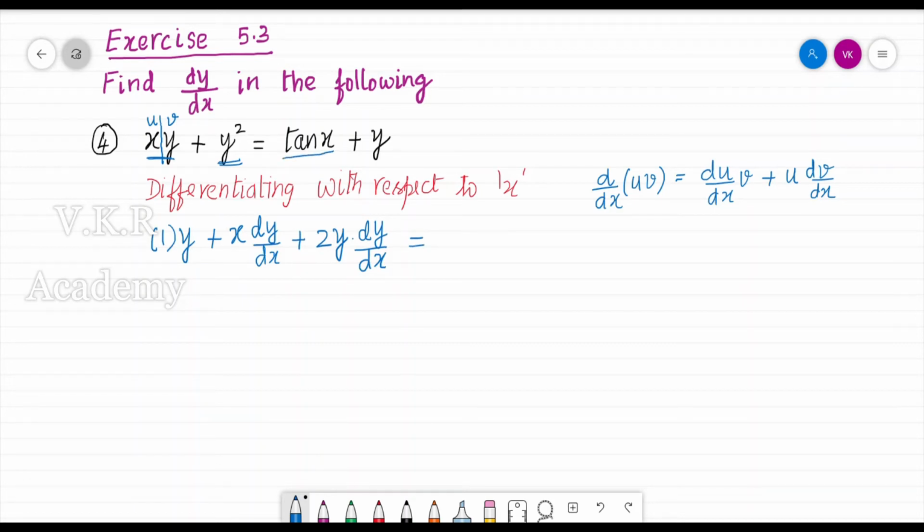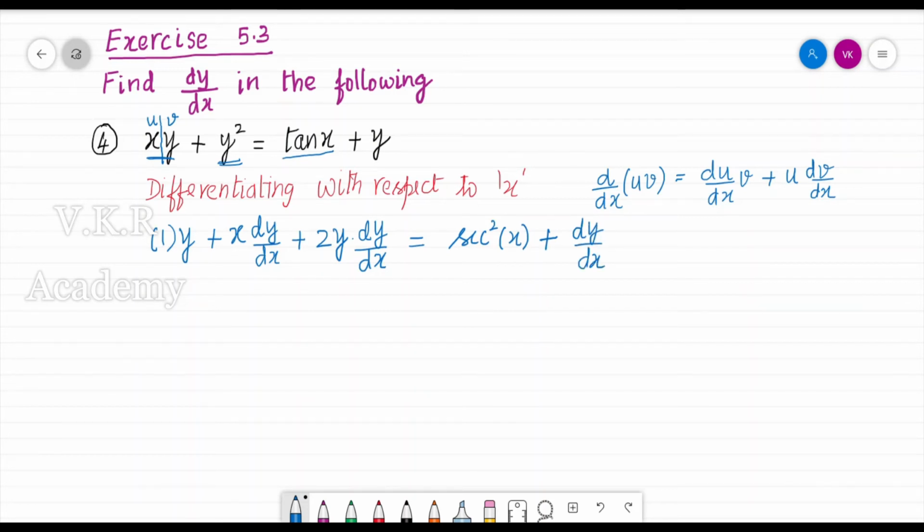Is equal to, now in the right hand side we have got tan of x plus y. Differentiating tan, we get secant squared. Retain the argument x plus y, and differentiating x we get 1. And differentiating y with respect to x, we get dy by dx.